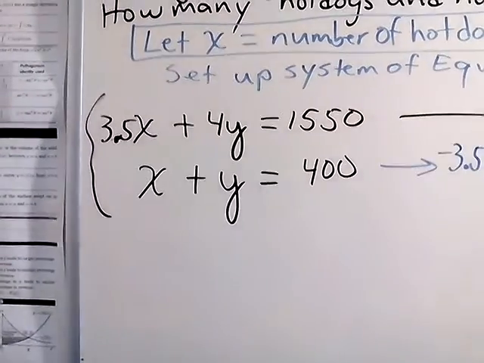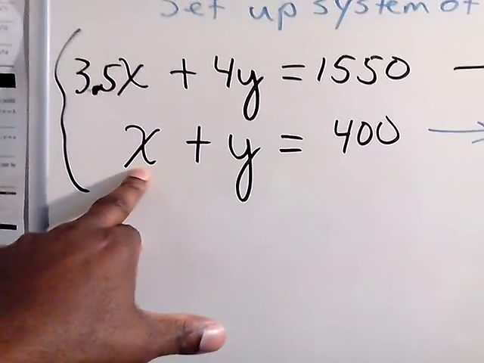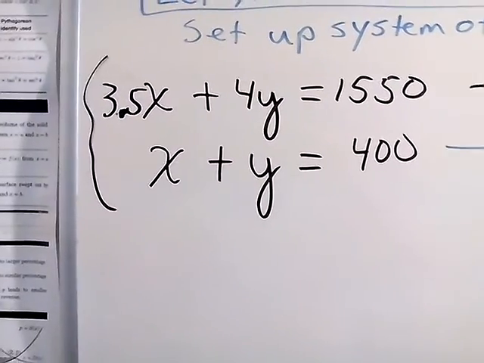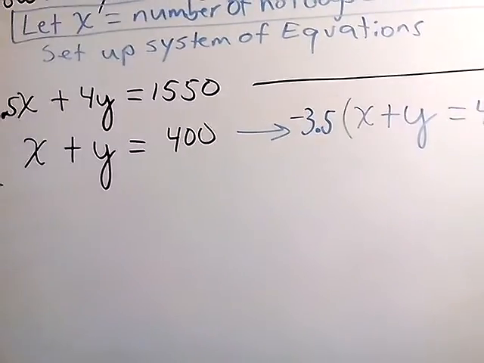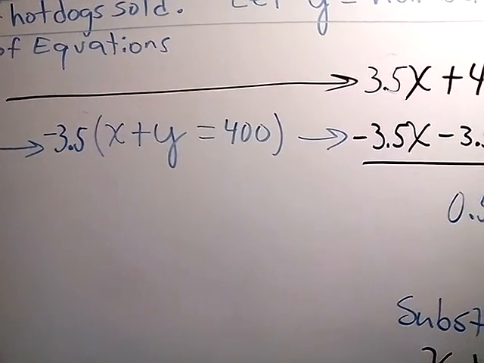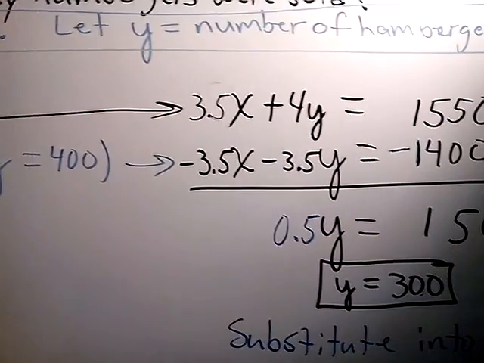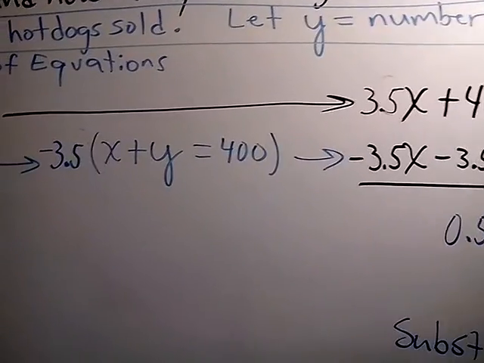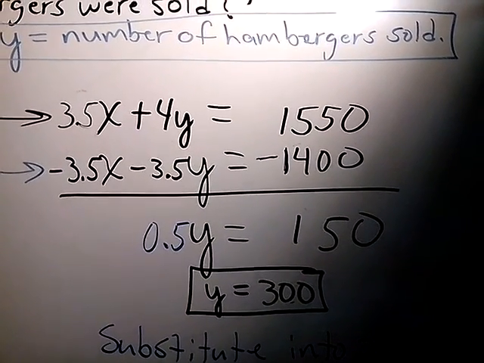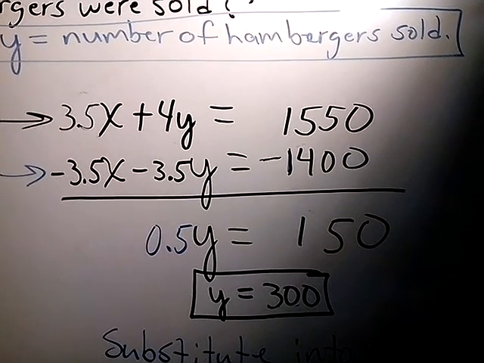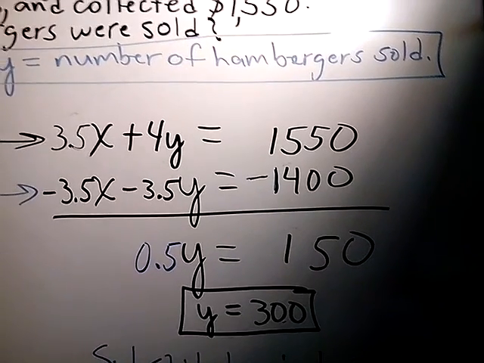So when we want to solve this system here, what we want to do is eliminate x, and we do that by multiplying the entire equation by negative 3.5, so that way we can eliminate the x. Once we distribute the 3.5 to everything in that second equation, our second equation looks like what we see here: negative 3.5x minus 3.5y is equal to negative 1400.